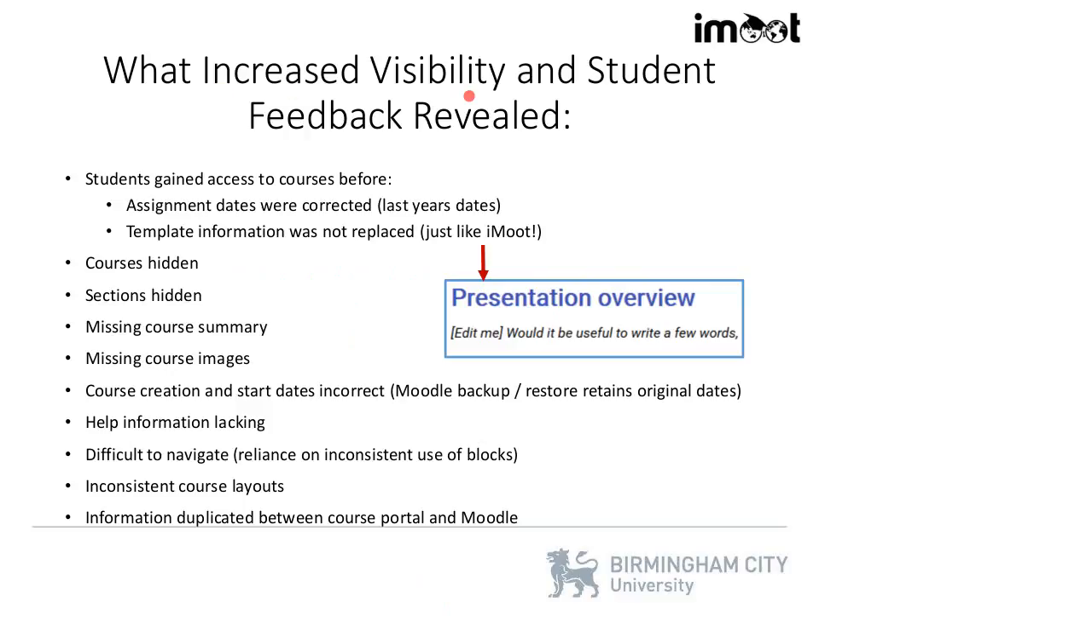So we had this increased visibility, and we also fairly regularly poll students and ask them for feedback. And these are the kind of things that we noticed. Students were gaining access to their Moodle courses as we'd planned, but the assignment dates were incorrect. A lot of them still had last year's dates.